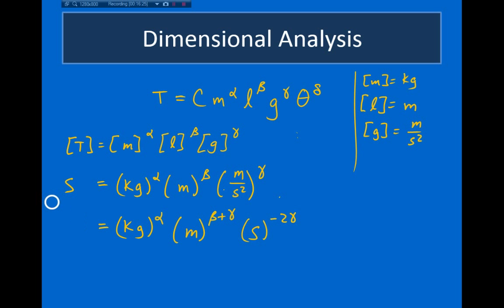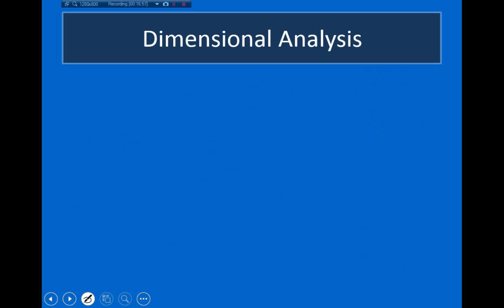Looking at this, on the left side we don't have any units of kilograms, so alpha has to equal 0. We also don't have any units of meters on the left side, we have seconds, so beta plus gamma also has to equal 0. Now we have 1 unit of time on the left side, so we need 1 unit of time on the right side. So minus 2 gamma has to equal 1. So we have 3 equations, and we can simply solve for these now: alpha equals 0, beta plus gamma equals 0, and minus 2 gamma equals 1.